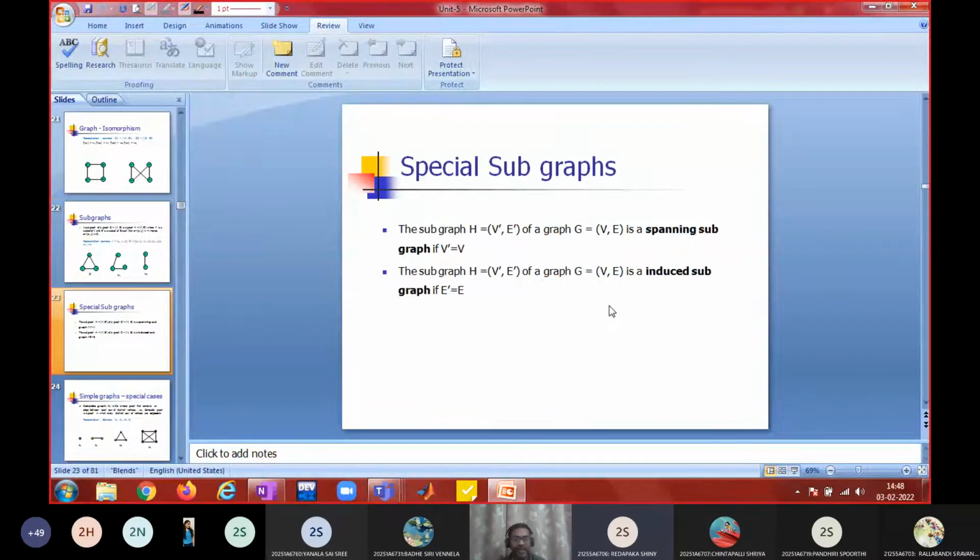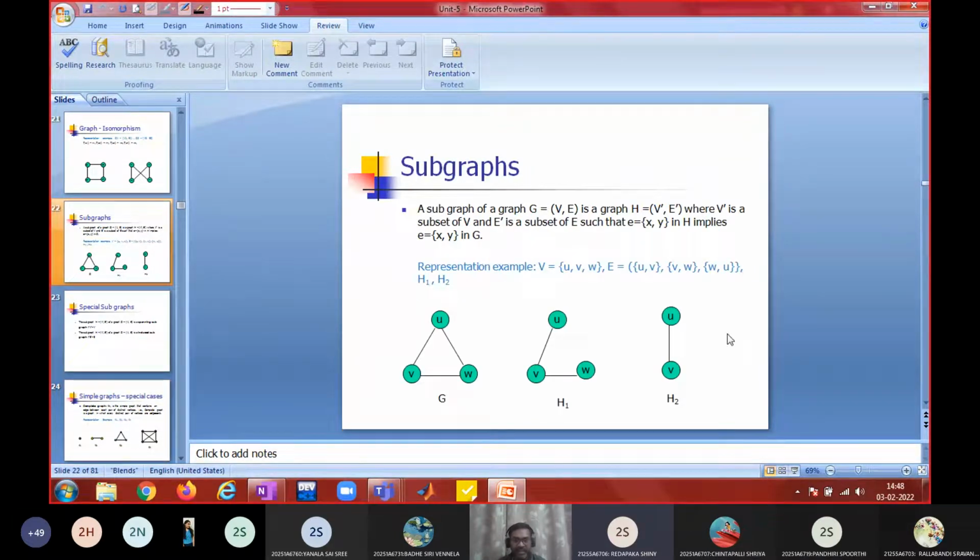And what do you mean by spanning subgraph? When do you say a subgraph is a spanning subgraph of the original graph? If both are containing the same vertices, if both are containing the same number of vertices, then they are said to be spanning subgraph. So in this, which one is a spanning subgraph of the original graph? H1, sir. H1, because H1 contains the same vertices as G, therefore it is called a spanning subgraph.